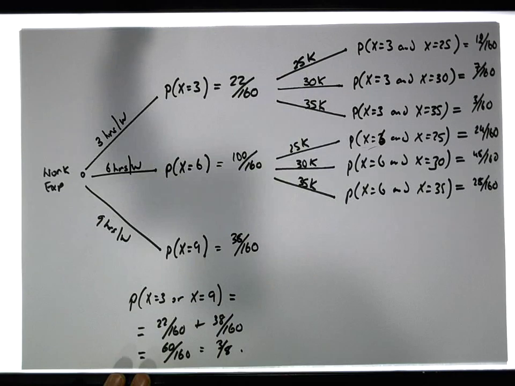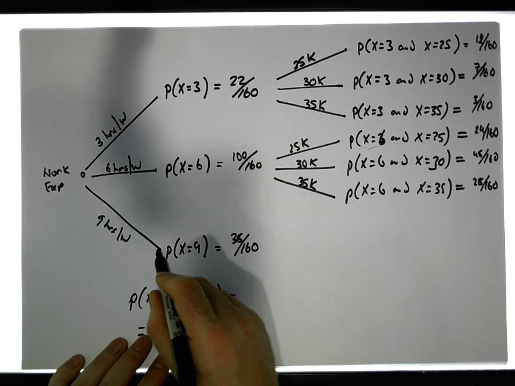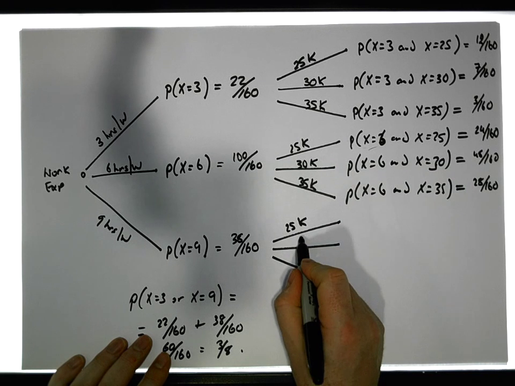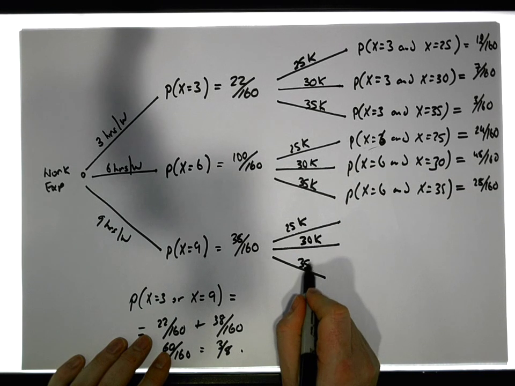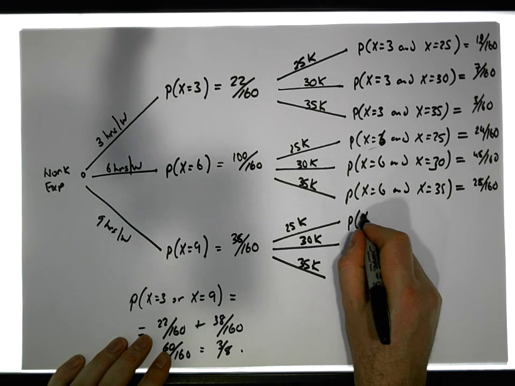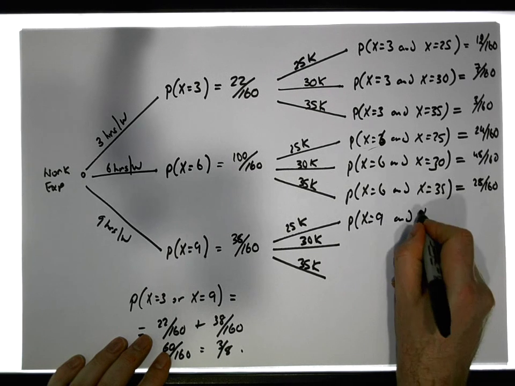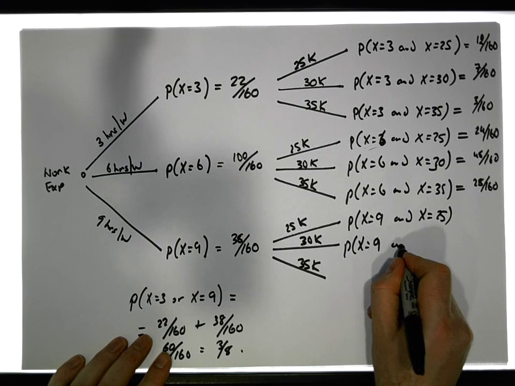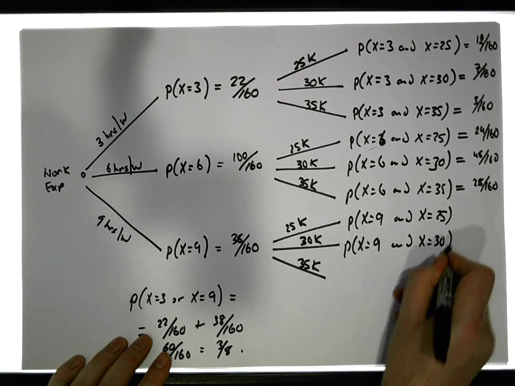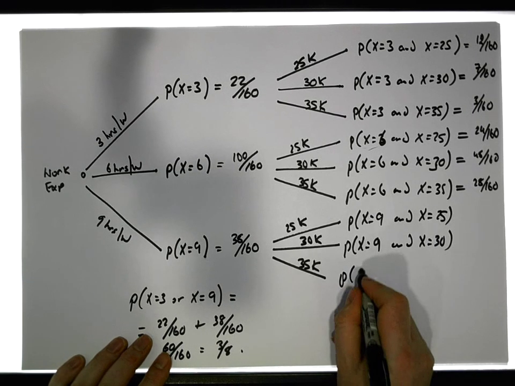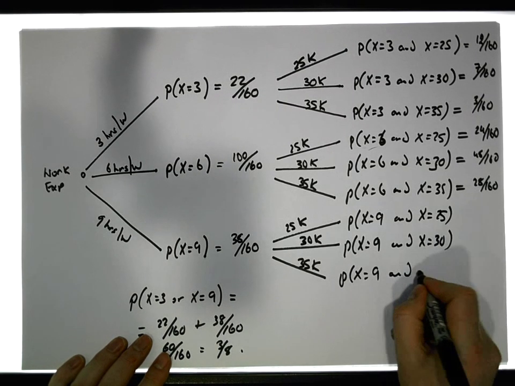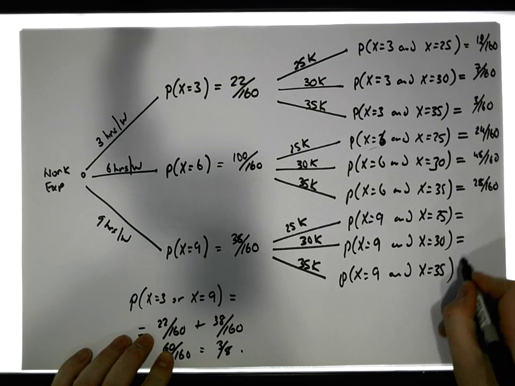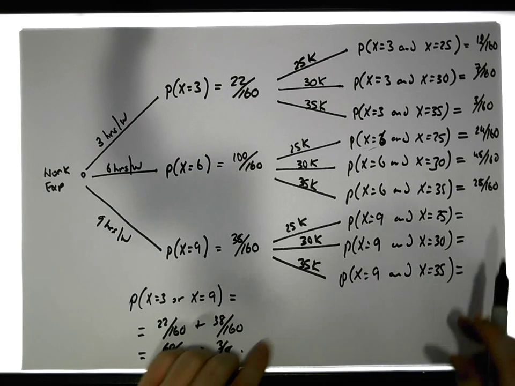And then finally, we have the 9-hour branch that could be associated with 25,000 euros, 30,000 euros, and 35,000 euros, giving us the probability that x is equal to 9 and x is equal to 25, the probability that x is equal to 9 and x is equal to 30, and this branch here would be the probability that x is equal to 9 and x is equal to 35. In this case, we have x is 9 and 25.